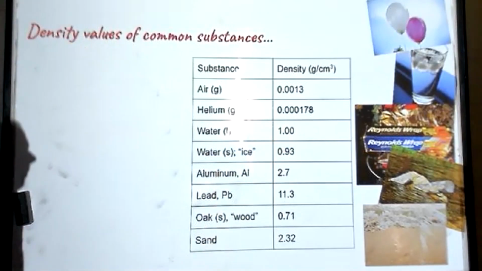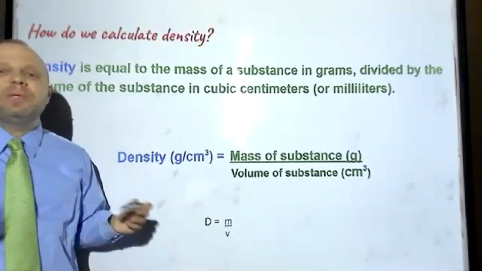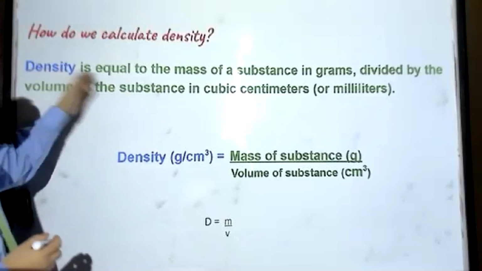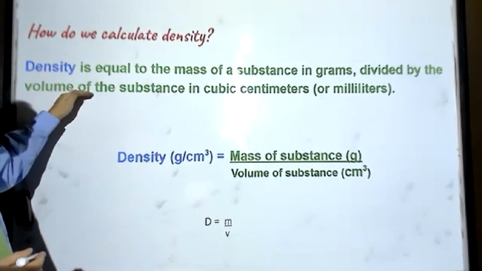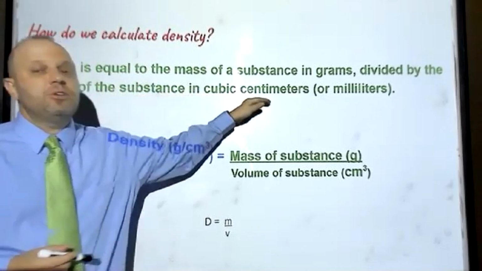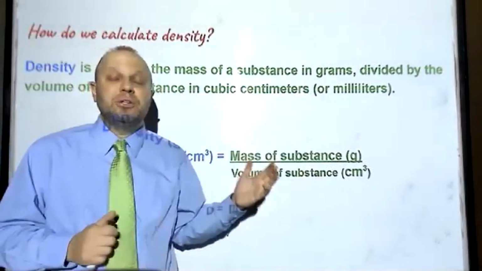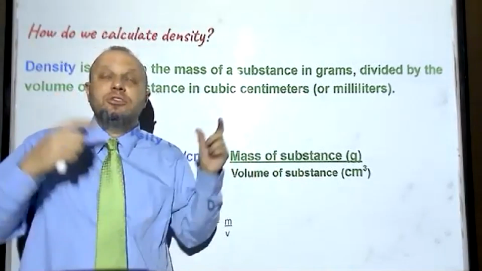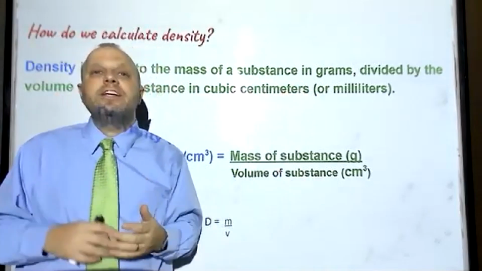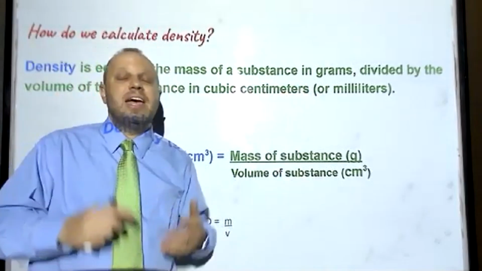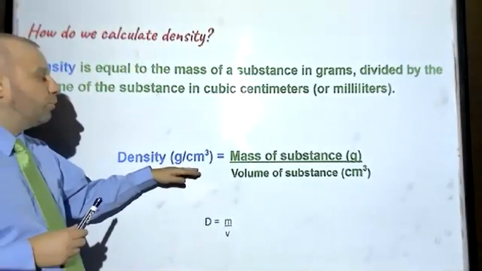Okay, let's take a look at the next slide. This slide is called How Do We Calculate Density? Up at the top I wrote, density is equal to the mass of a substance in grams divided by the volume of the substance in cubic centimeters, or as we learned last week when we were talking about metric conversions, milliliters. Centimeters cubed and milliliters are equal to each other, so you can use them interchangeably. Typically, we use milliliters when we measure volume by water displacement, and we use centimeters cubed when we measure volume using a ruler. So here's our equation.